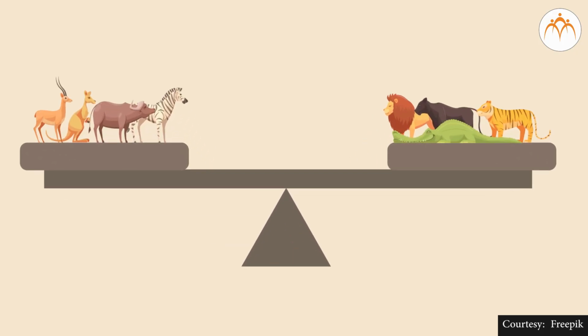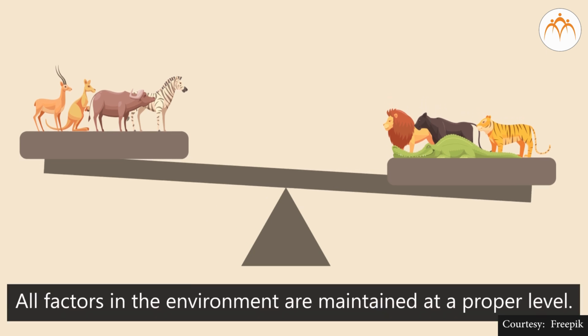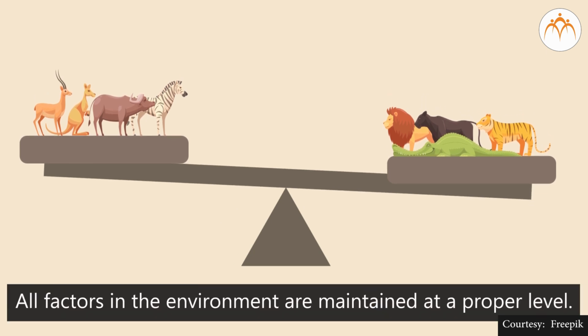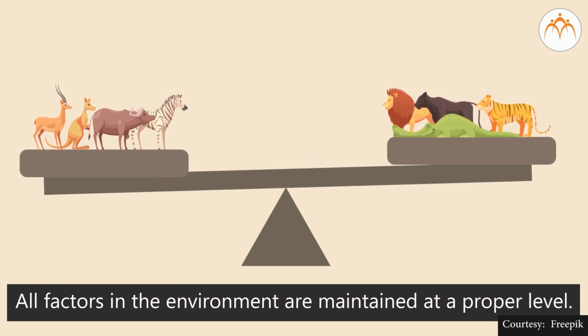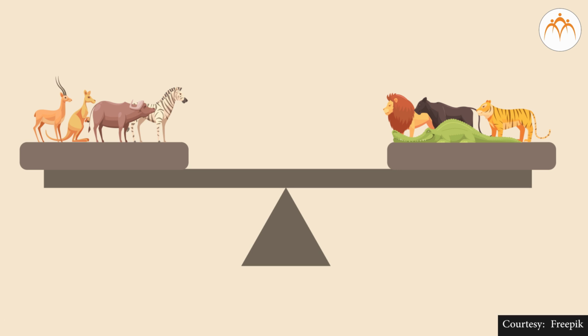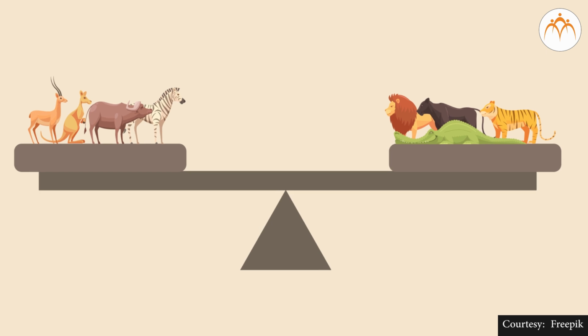The food chains help to maintain the balance that we see in nature. Balance means that all factors in the environment are maintained at a proper level. It means that the proportion of animals from one group alone, say those who are carnivorous or herbivorous, does not fall or rise too much in comparison with that of the others. This keeps the environment in its proper condition.